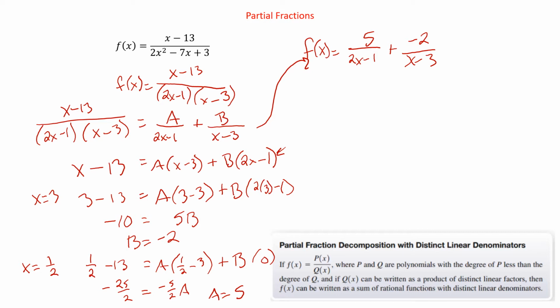So partial fraction decomposition: f of x equals p of x over q of x, where they're polynomials, and the degree of the top is less than the degree of the bottom. If q of x can be written as a product of distinct linear factors, then we can write it as a sum of rational functions with the distinct linear denominators. So we can do what we just did.